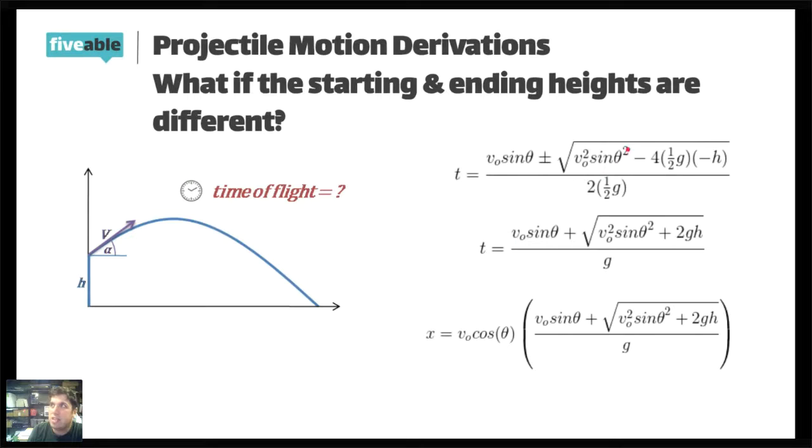So in this case, we've got 4 1/2, which can simplify to 2. The denominator makes it easier and stuff like that. And we get t equals v sine theta plus the square root of v0 squared sine squared theta plus 2gh, all over g. And now some of you are noticing that I went from a plus and minus to just a plus.